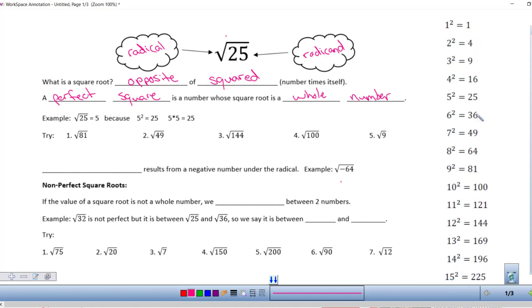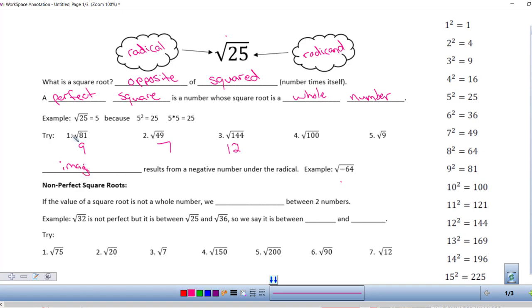So to take the square root, we would look at it backwards and find this number and go backwards. So the square root of 25 equals 5 because 5 squared is 25. 5 times 5 is 25. Square root of 81 is 9 because 9 squared, 9 times 9, is 81. 49 would be 7. Square root of 144 would be 12. And you guys can try the last two.